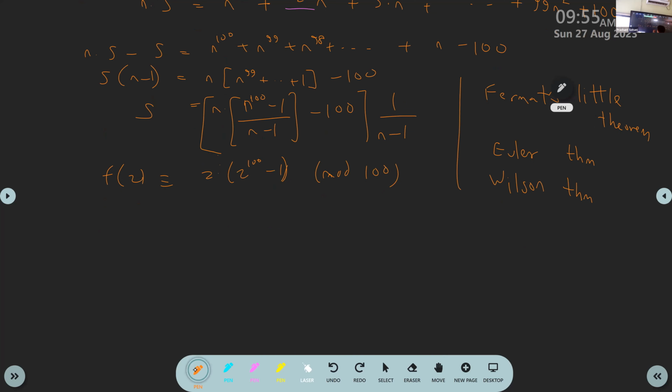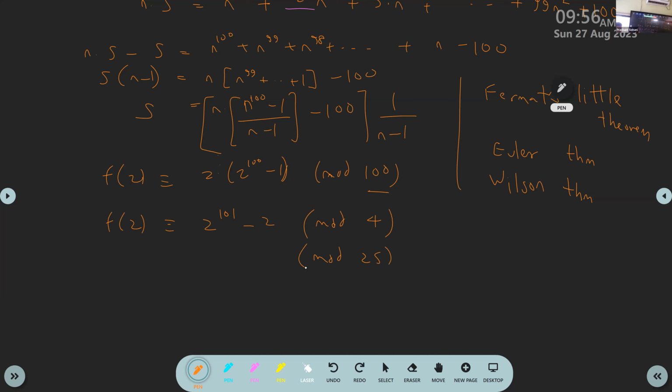So the idea is I will split 100 into its co-prime factors, because from the Chinese remainder theorem, what we know is that if I know the remainders with respect to two co-prime divisors, then I can combine them and I'll get a unique number with respect to the LCM. So I can write this as f of 2 is congruent to 2 raised to 101 minus 2 modulo 4 and modulo 25. So the same expression I can write in terms of both 4 and 25.